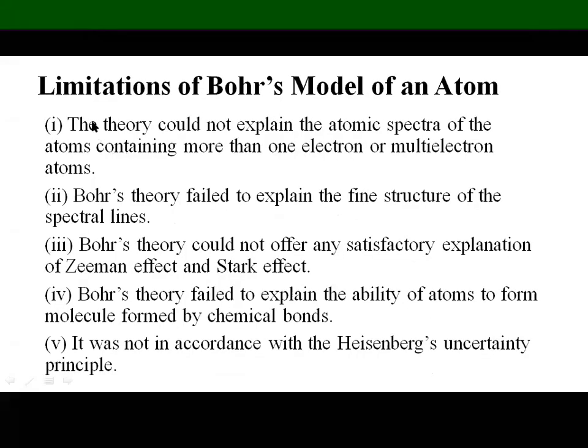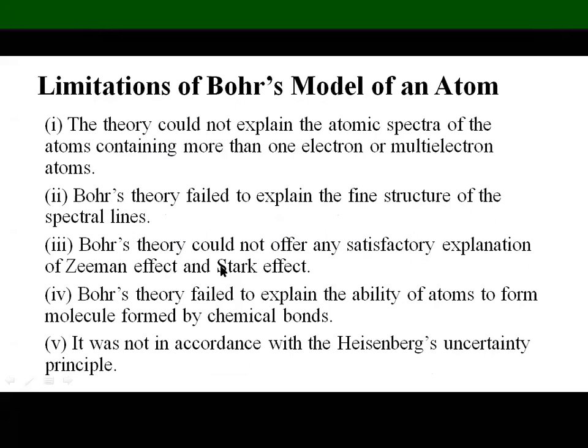Then why did Bohr's theory fail? Limitations of Bohr's theory. The theory could not explain the atomic spectra of atoms containing more than one electron. Multi-electron systems were not explained by Bohr's theory. Only one electron, that is hydrogen and hydrogen-like ions, was explained. Bohr's theory failed to explain the fine structure of spectral lines. When spectral lines were further viewed in a broad manner, there were still fine lines. That was not explained. Bohr's theory could not satisfactorily explain the Zeeman effect and Stark effect.